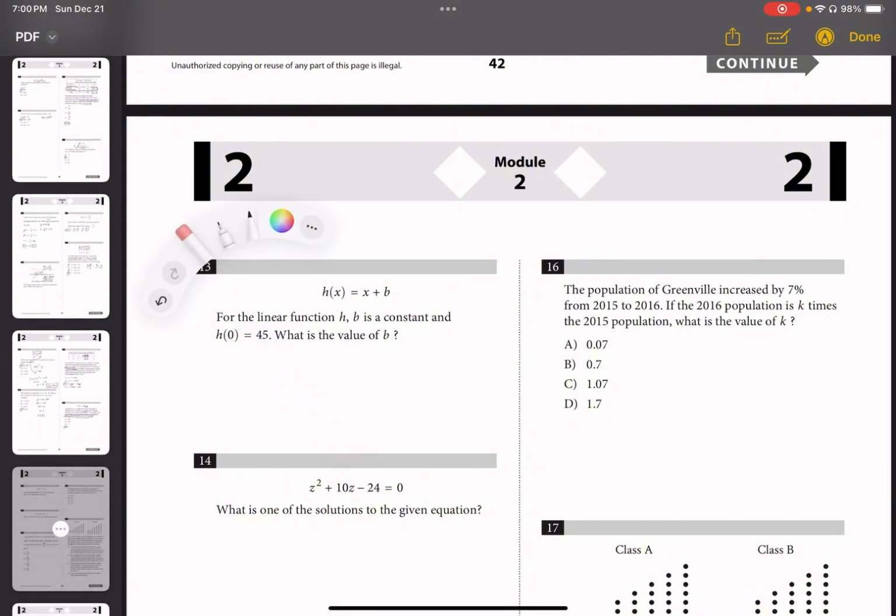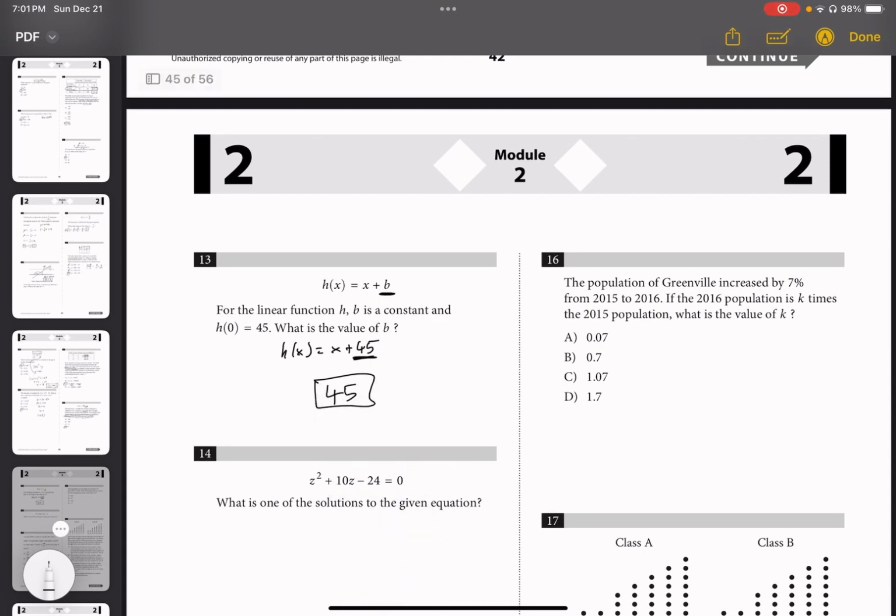Okay, question 13, we have h of x is equal to x plus b. For the linear function h, b is a constant and h of 0 is equal to 45. What is the value of b? Okay, if we know h of 0 is equal to 45, that means our equation right here, h of x is equal to x plus 45. And given this, if we're looking for the value of b, that matches up with our value, so 45 is our answer.